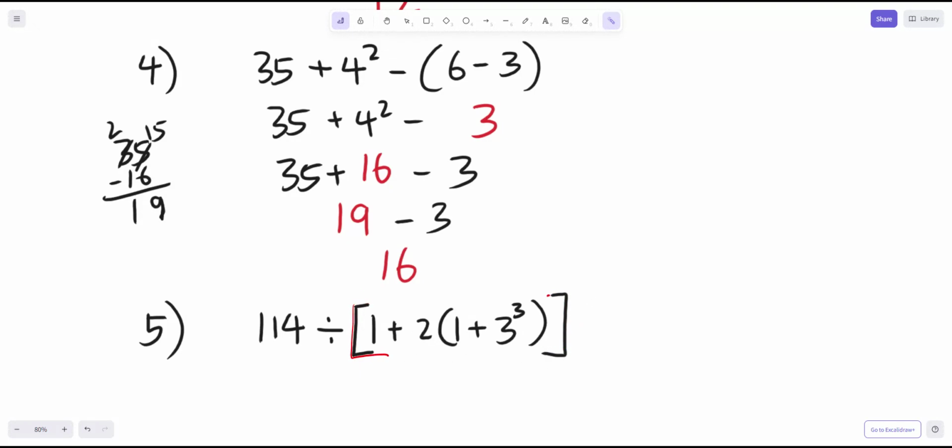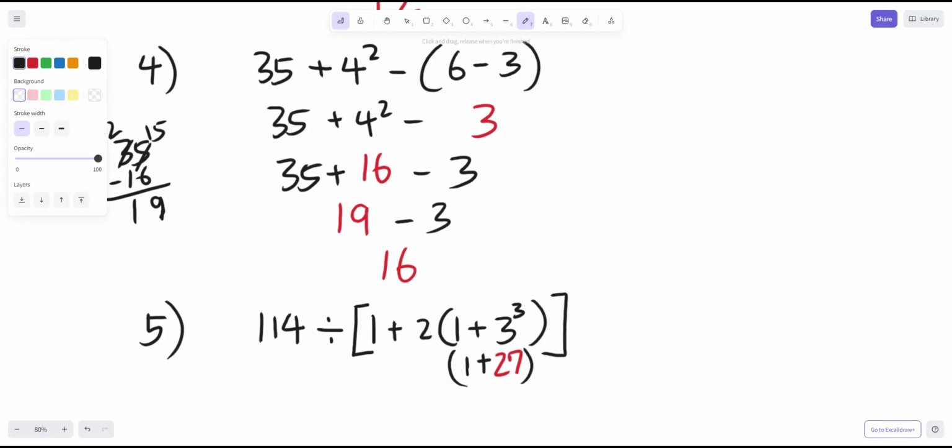So inside this bracket, we have even more. So we have another parentheses. Inside this parentheses, we have addition and exponents. So we prioritize the exponents. 3 to the third power, 3 times 3 is 9, times 3 is 27. And then copy everything down, plus 1, 2 plus 1 bracket, divided by 114. Okay.